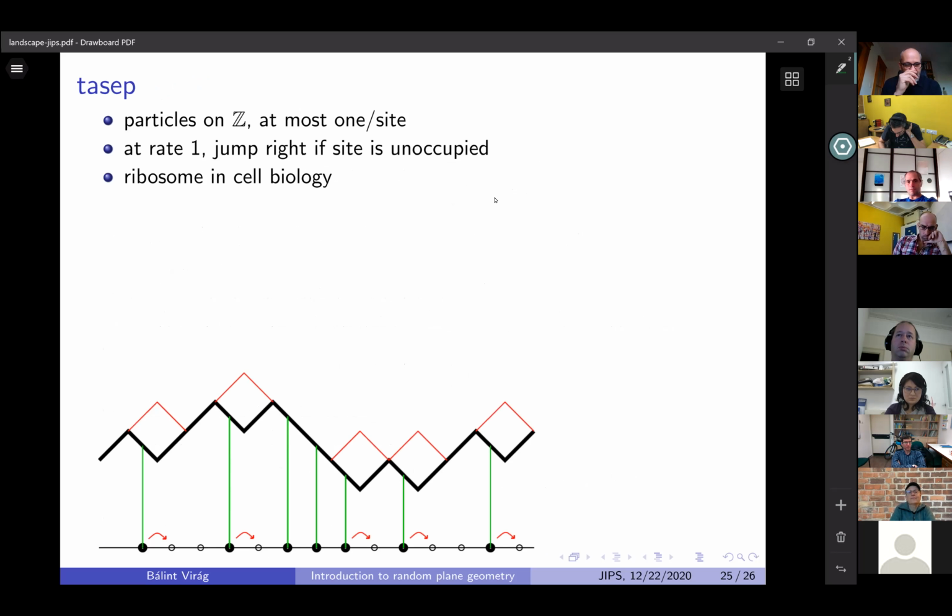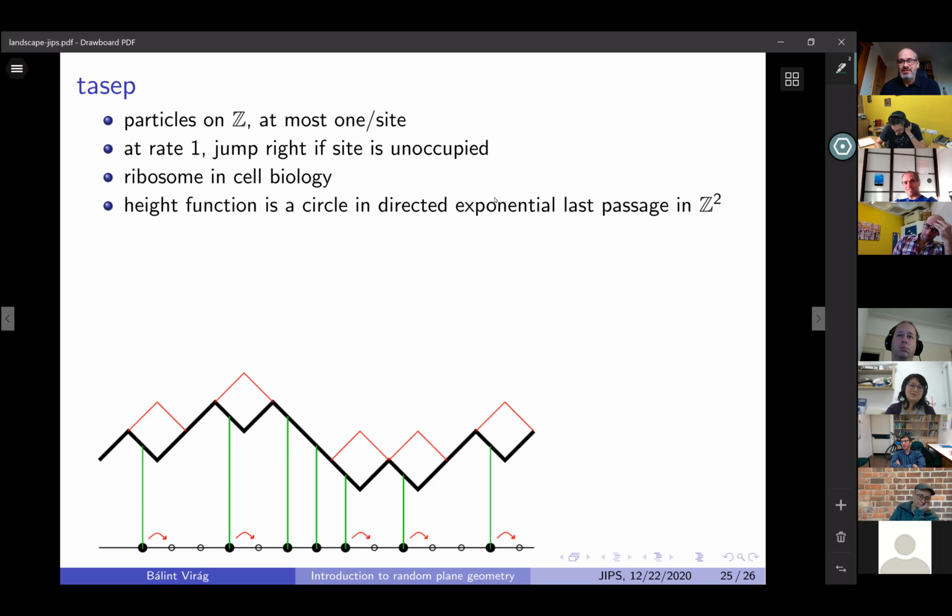So I think people study ribosomes in cell biology. I'll say a little bit about this in my last slide. It's a model for them. They actually use this to understand those things. It's not just some kind of useless math that people pretend to be useful. This is actually used in biology to understand ribosomes.